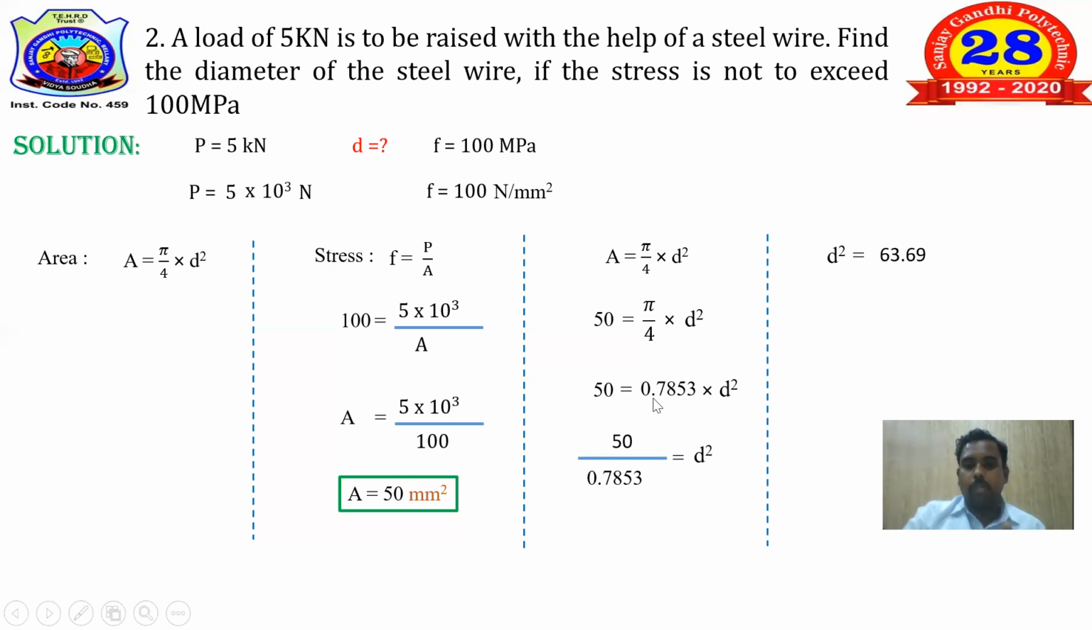On calculation, 50 by 0.7853, I get 63.69. Since I need only the value of d, but I have d square, the square becomes square root when it shifts to the other side. So d equals square root of 63.69. On calculation, I get the value of d equals 7.98 mm. This is your answer for diameter.